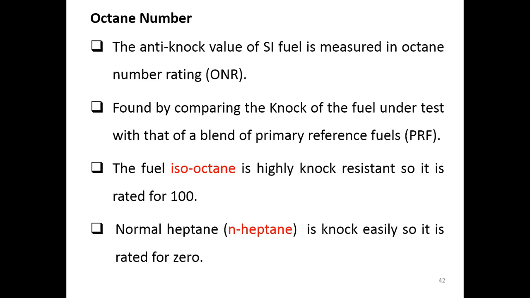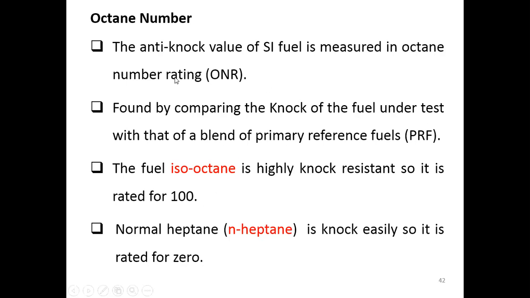You don't know the octane number of the gasoline fuel in Thailand? Have you ever seen the number 95? When you fill the oil in your car, you have to say, I want gasohol 95, gasohol 91. That number represents the octane number. So the anti-knock value of the SI fuel, the gasoline fuel, is measured in octane number rating, ONR.